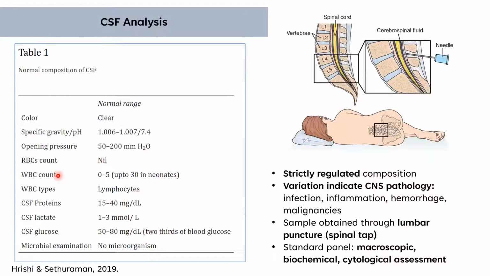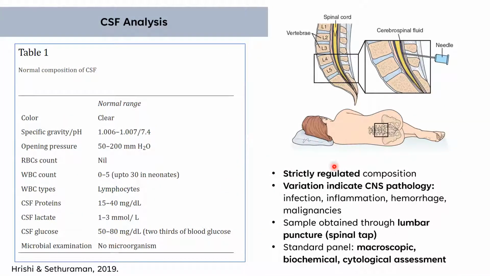There should only be a very low amount of white blood cells, around 0 to 5. And the type of white blood cells should be mainly lymphocytes. There's allowed to be proteins in the CSF, but at a level of 15 to 40 milligrams per deciliter. Lactate is at a level of 1 to 3 millimoles per liter, and glucose is at a level of 50 to 80 milligrams per deciliter. And there should be no microorganisms, no bacteria inside the CSF fluid.